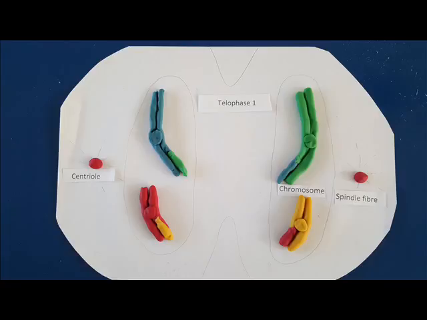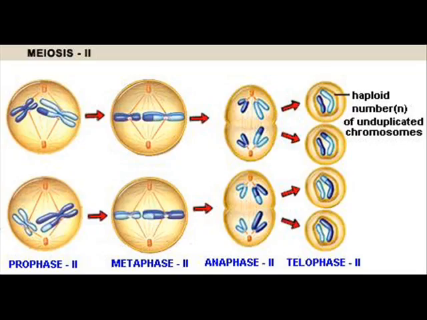Telophase 1. The chromosomes reach the poles of the cell. Each pole has half the number of chromosomes present in the original cell. The cell membrane now constricts and divides the cytoplasm in half to form two cells. Now the cell has finished the first stage of meiotic division.